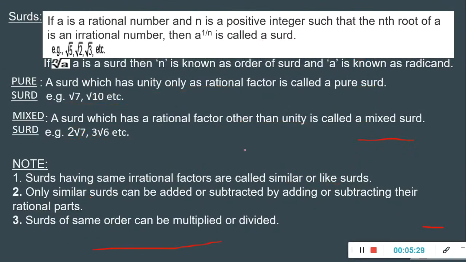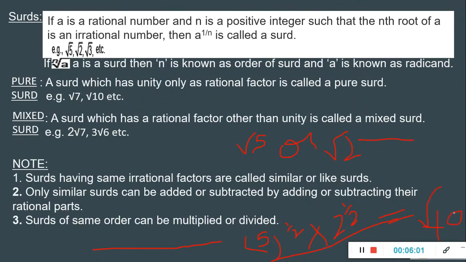Same order surds, like root 5 and root 2. Their order is 2, because root 5 can be written as 5 power 1 by 2 and root 2 can be written as 2 power 1 by 2. So their order is 2, and they can be multiplied or divided. If it is 5 root 2 and 2 root 5 into root 2, then it would have become root 10.